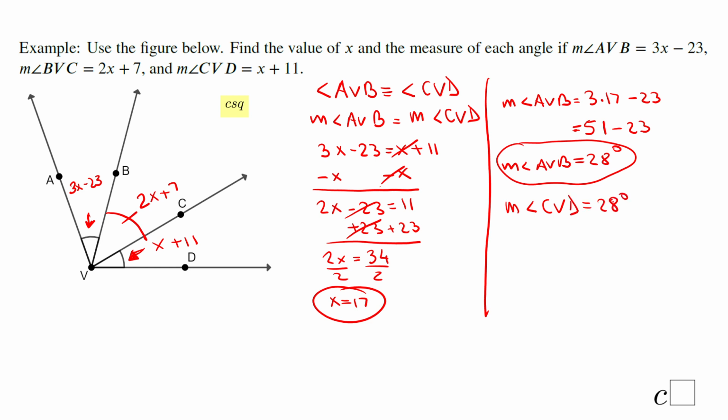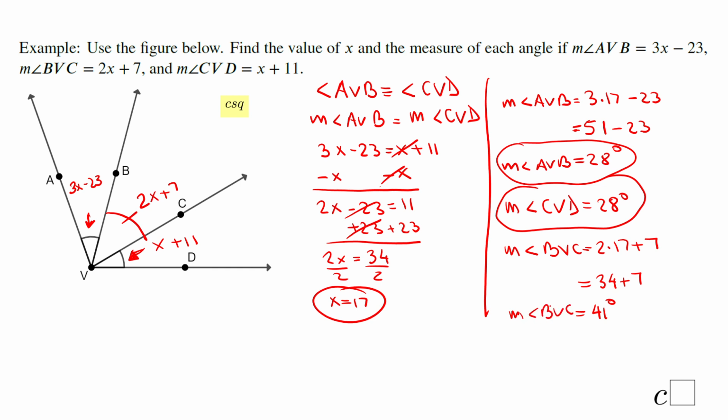Why? Because these two angles are congruent. Of course, it's not super complicated. Plug 17 here and you'll see it. You get 28. That is a checking point, by the way. And let's find out the last one, the measure of angle BVC. Now, you notice here, 2x plus 7. So 2 times 17 plus 7. 2 times 17 is 34, plus 7. That will be 41 degrees. That's the measure of angle BVC.